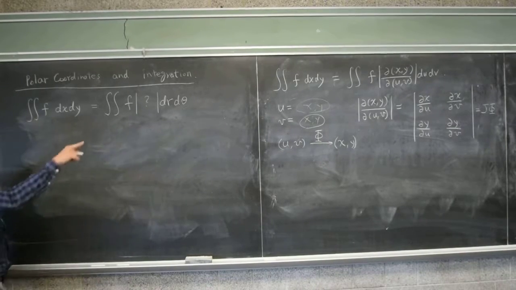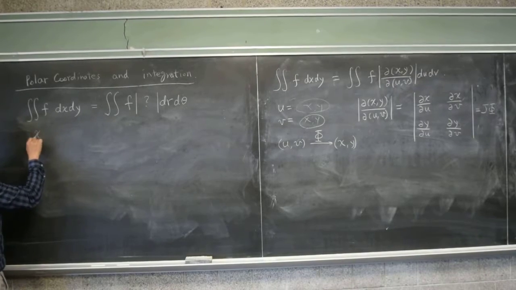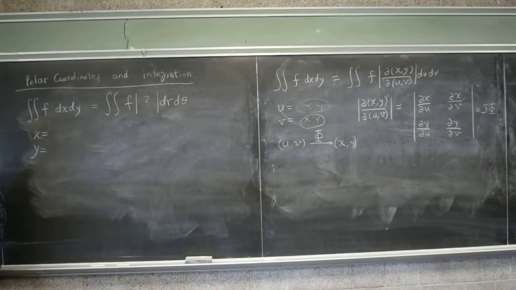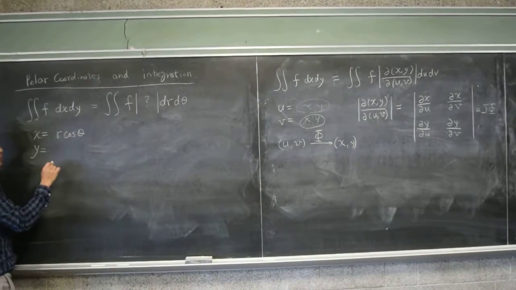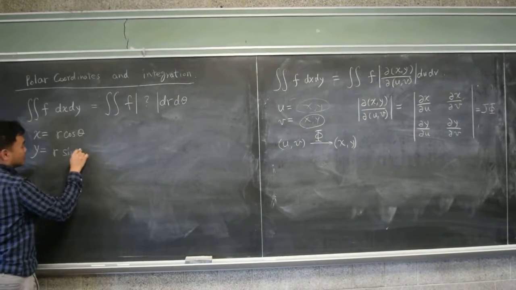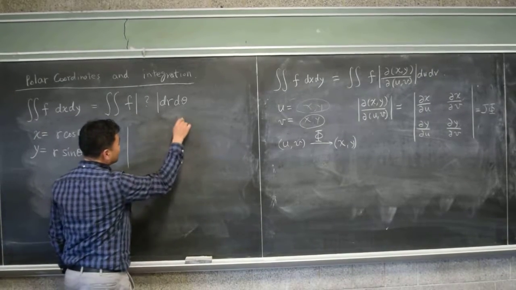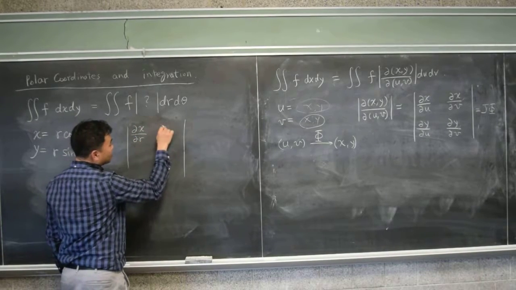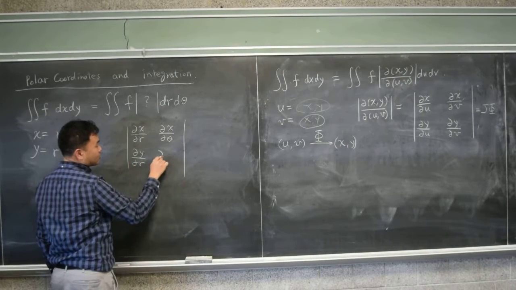And according to that prescription there, what I need is I need to express x as a function of r and theta and y as a function of r and theta. Do you know such a formula? x is r cosine theta. And y is r sine theta. Okay. And now let's compute that determinant. So according to that prescription, I have to differentiate x by r, differentiate x by theta, differentiate y by r, and differentiate y by theta.